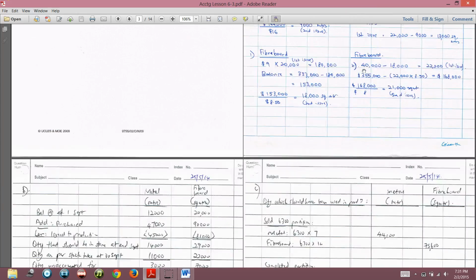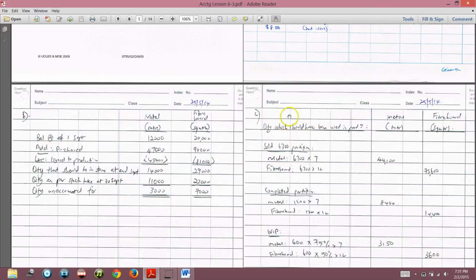Okay, so that means without thinking too much, I put metal, bracket, meter, and then I can draw a line. Here I didn't draw a line, but I can draw a line because I feel more comfortable that it will be neater. Quantity that should have been used in production, and I underline. Okay, so now you are the production manager. You will tell a boss, I am only in charge of the production department. This is my duty.